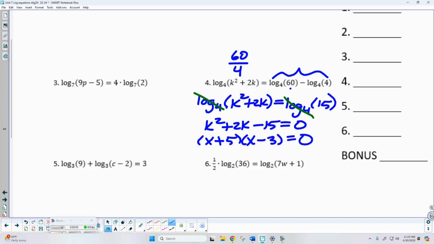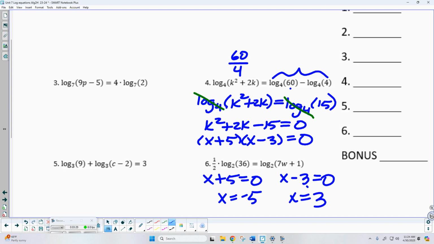Okay, and this is actually good review for what's coming up the week after next. If I am looking for the roots or the zeros of a quadratic, factoring is a great way to do that. How does that help me get my answers, though? Remember, we have to set them equal to 0. That's what we call the zero product property. So if x plus 5 is equal to 0, x equals negative 5. And if x minus 3 is equal to 0, then x equals 3.